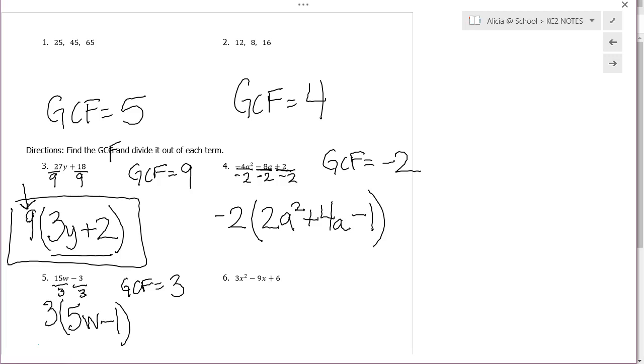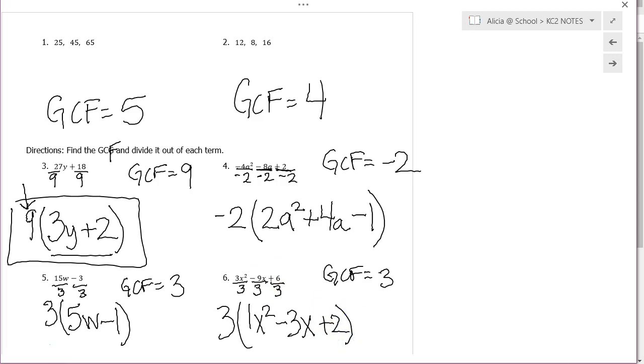Next one, I have 3x squared minus 9x plus 6, so the smallest number is 3. So obviously I can't get any bigger than that, but 3 does divide all of those other terms evenly. So my GCF then is 3. I'm going to remove that 3 out, and I'm going to divide everything by 3. So 3 divided by 3 is 1, so you could put 1x squared. Negative 9x divided by 3: well, negative 9 divided by 3 is a negative 3. Bring down my x, that doesn't change. And positive 6 divided by 3 is a positive 2.